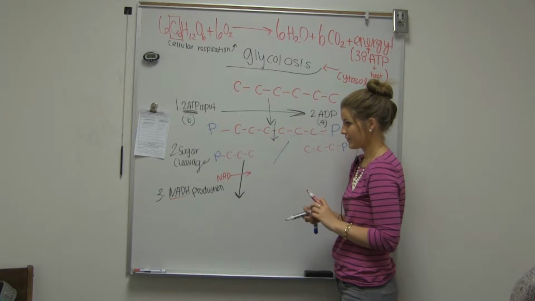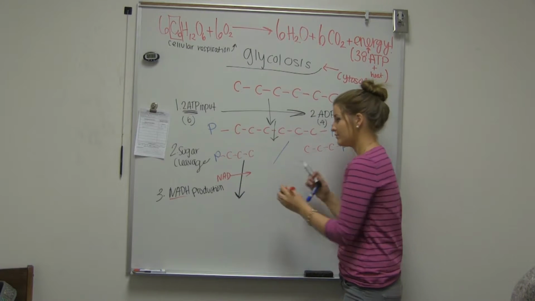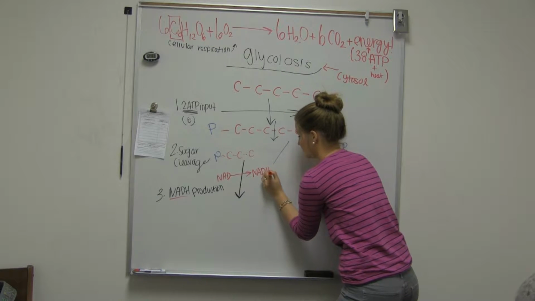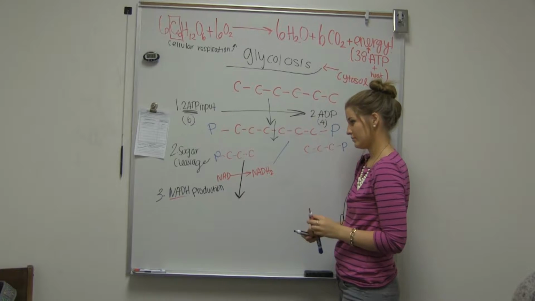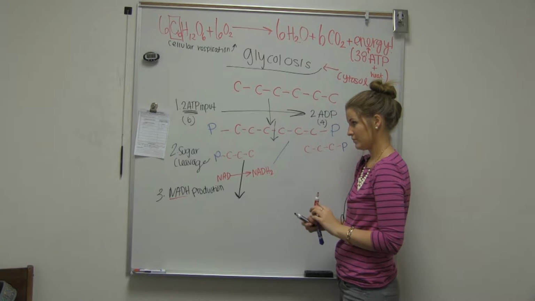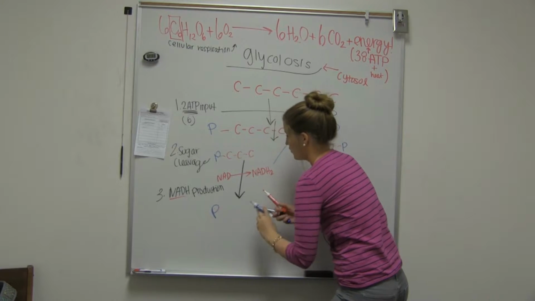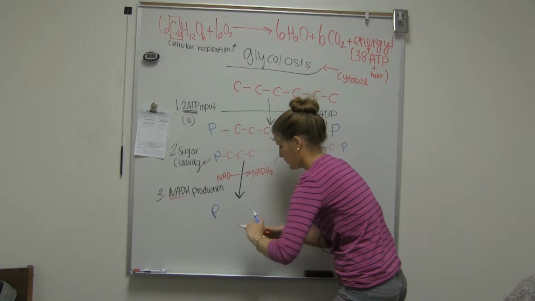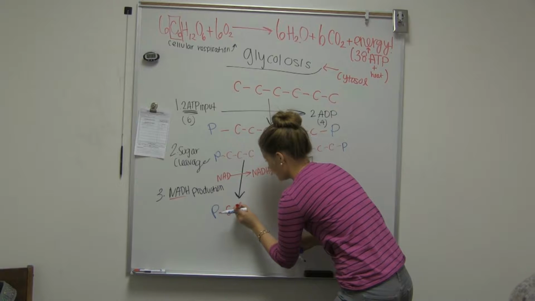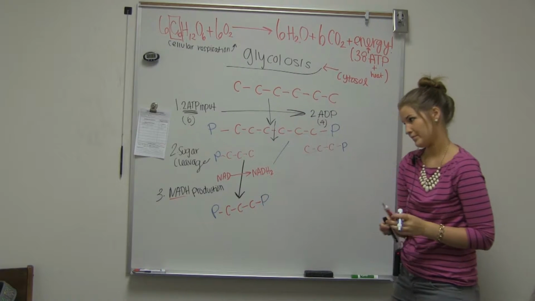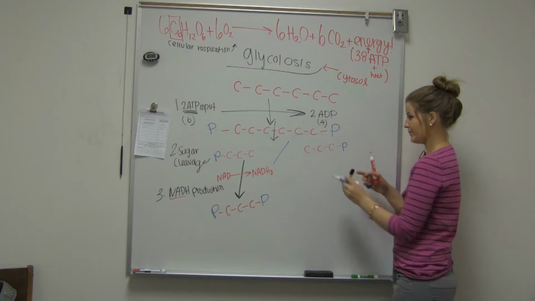So when we input NAD, we're going to change that to NADH2. And when we do that, we're going to add another phosphate to this side. And that happens for both of them.